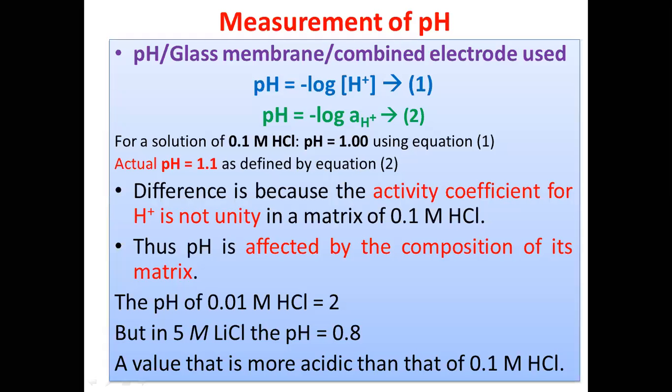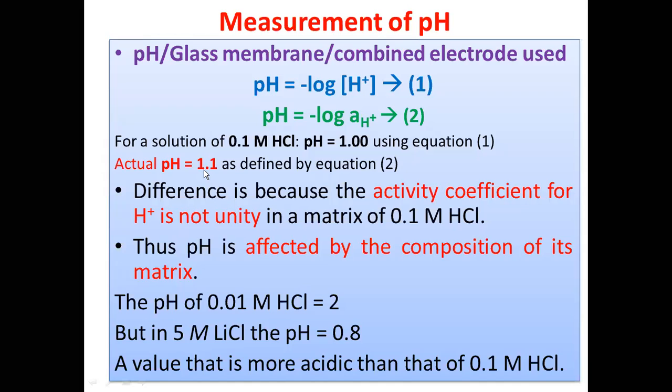Let us see that. By using the combined electrode or pH electrode or glass electrode, we can give the definition for pH: negative logarithm of hydrogen ion concentration. Also, pH can be written as negative logarithm of activity of hydrogen ion. According to this equation, if you use 0.1 molar hydrochloric acid to measure the pH, pH will be 1. So this is the experimental value.